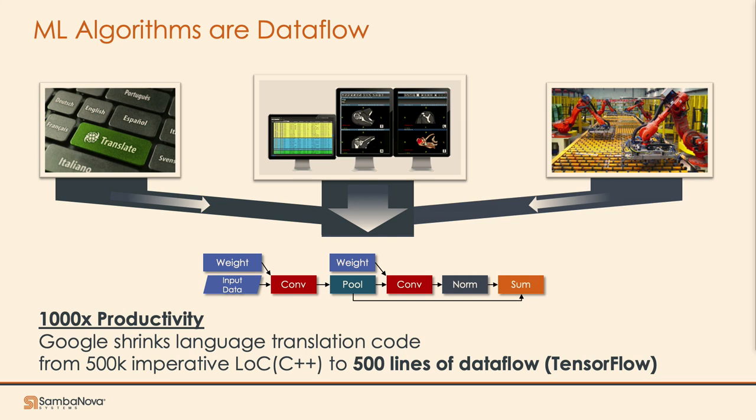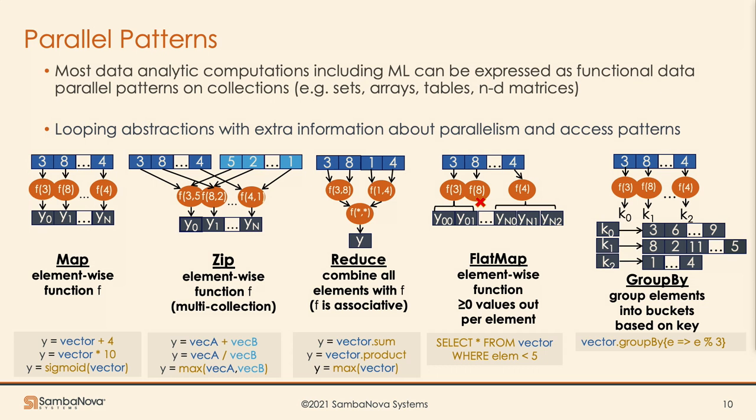So fundamentally then, machine learning algorithms are data flow. And we've been doing a lot of work in the area of domain-specific languages at Stanford over the last 10 years. And one of the things that we concluded was that you could describe a lot of these domain-specific languages in terms of parallel patterns. And these are functional data transformations on collections of data, like arrays, tables, and tensors. And some patterns which you are probably familiar with are like map, zip, reduce, and others like flat map and group by.